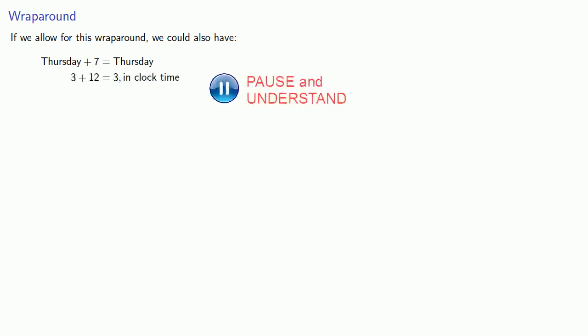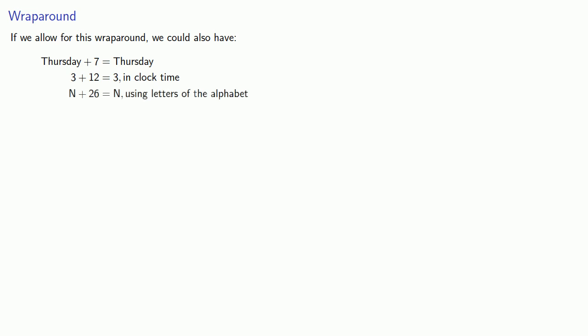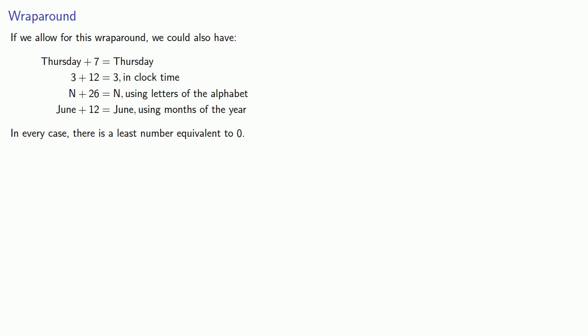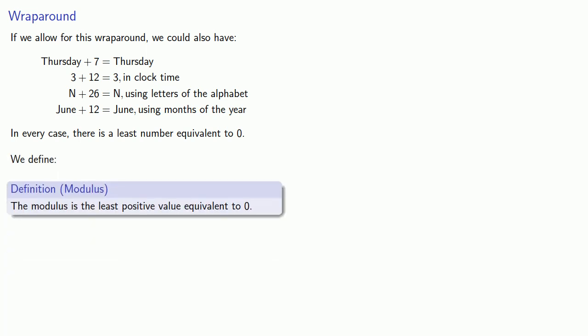Now let's think about that in other contexts. If we allow for this sort of wraparound, we have Thursday plus 7 is Thursday. If we're talking clock time, I might write something like 3 plus 12 is equal to 3. Or if we're talking about letters of the alphabet, I might write that n plus 26, well, that's n again. Or using months of the year, June plus 12 is June. And what's useful to note here is that in every case, there is a least number equivalent to 0. And this leads us to the following definition. The modulus is the least positive value equivalent to 0.